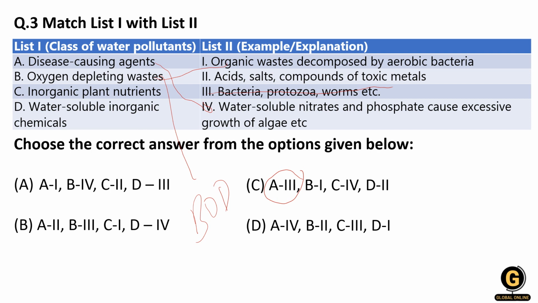Inorganic plant nutrients, we know, are nitrate and phosphate. So whenever you see nitrate, phosphate, these are the inorganic nutrients. And water soluble inorganic chemicals: always remember, acids are water soluble. Salts, like our common salt which we use in the kitchen, if you add it to water, it is soluble in water. And the compounds of toxic metals are also soluble. So our correct answer will be C. I hope you all have understood this. If there is an issue, you can comment in the comment section.